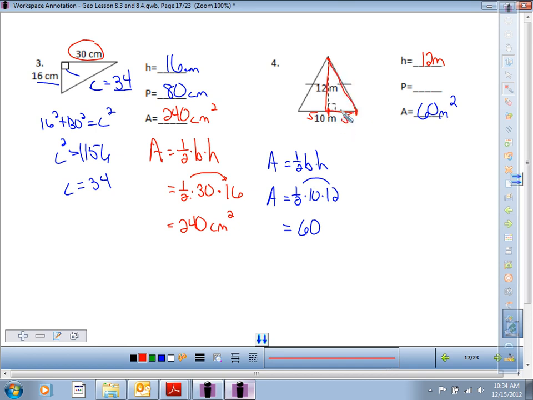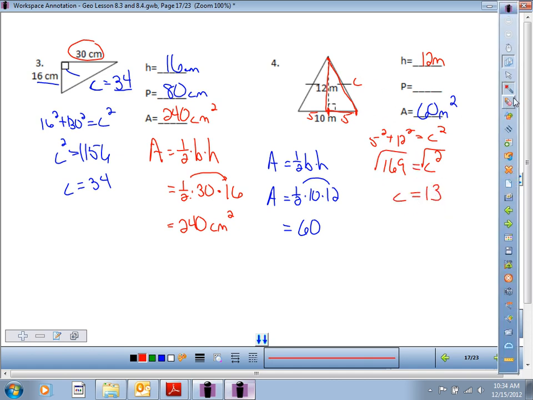So we have 5, 12, and we need to find the hypotenuse. So we can do the math on that. 5 squared plus 12 squared equals c squared. That's 169 equals c squared. Square root, c is 13. So this other side over here is 13.